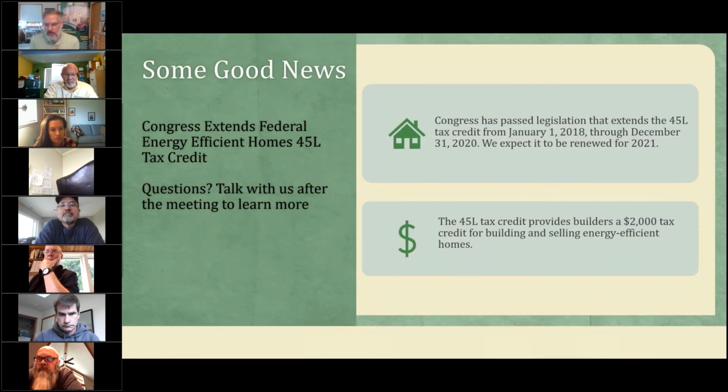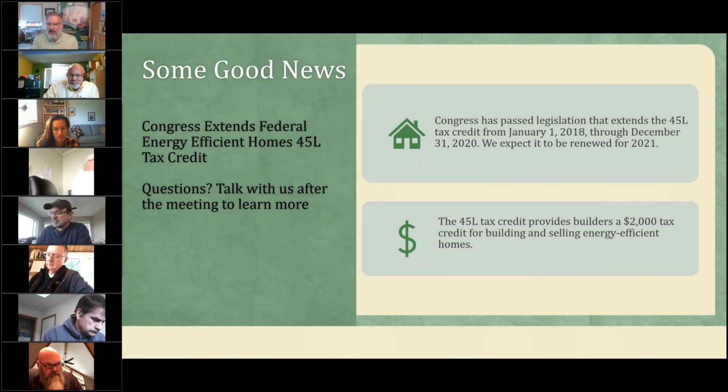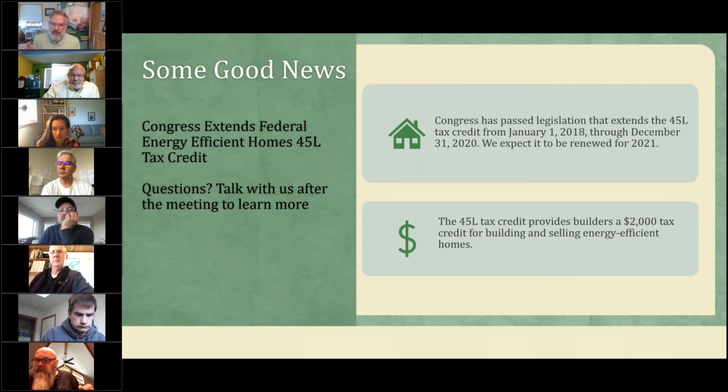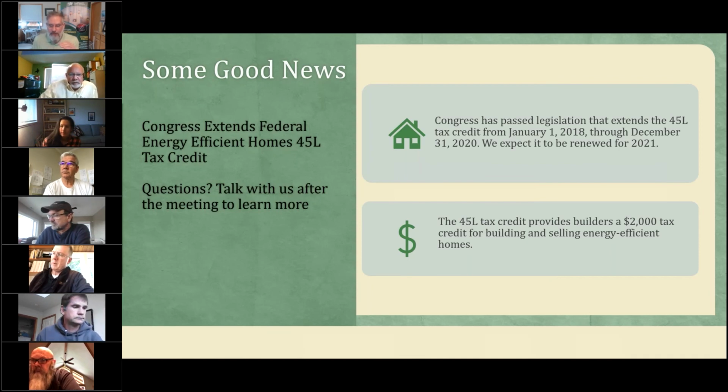So a couple of things on the good news side. I don't know if you have heard of the 45L tax credit. This tax credit has been around for quite a little while. Basically what it says is if you meet a certain level of criteria, including being a certain percentage above the national building code. So it doesn't have anything to do with Washington's building codes. It's the federal code, which is a lot different, especially as of today or yesterday. There's a huge difference between Washington's minimum code and the rest of the country.